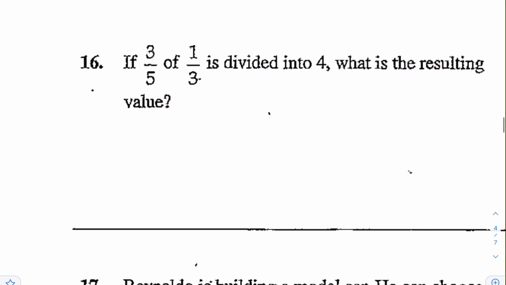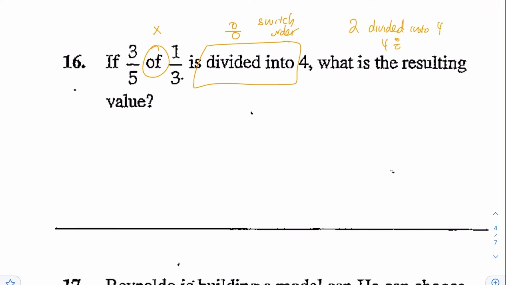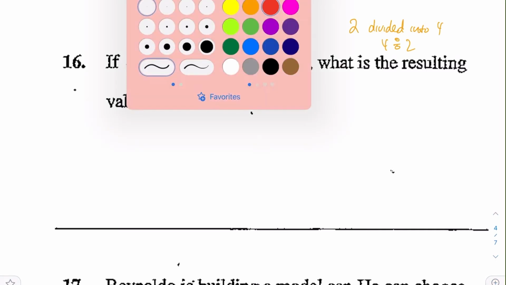Next, for number 16. If three fifths of 1/3 is divided into 4, what is the resulting value? So here for this problem, you just have to turn the word sentence into a number sentence. So of means multiply, and divided means divide, but you're dividing into 4. So that means you've got to switch the order. So for example, if you have 2 divided into 4, that means 4 divided by 2, not 2 divided by 4. So just be wary of that.